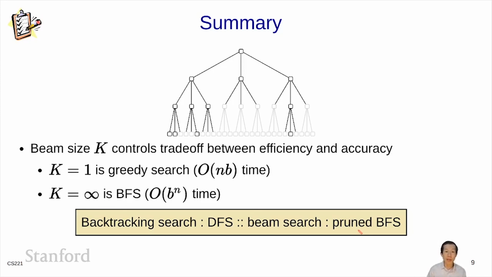And the way it's doing that pruning is based on the factors that it can evaluate so far. So for beam search to work, you really need it to be the case that the factors are local and they can be evaluated as much as possible along the way and not all at the very end. All right, so that's the end of this module.